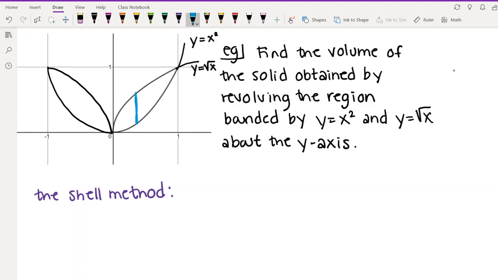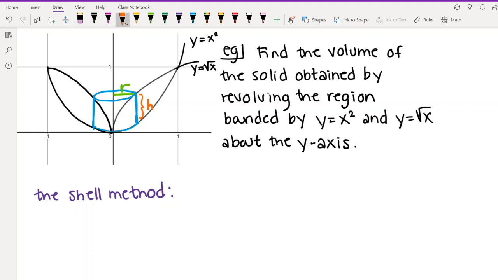Because we're going to be now rotating it around the y-axis, and so we're going to end up with a shape like this. So if we wanted to use the shell method, that means we need to figure out what is the radius and what is the height.